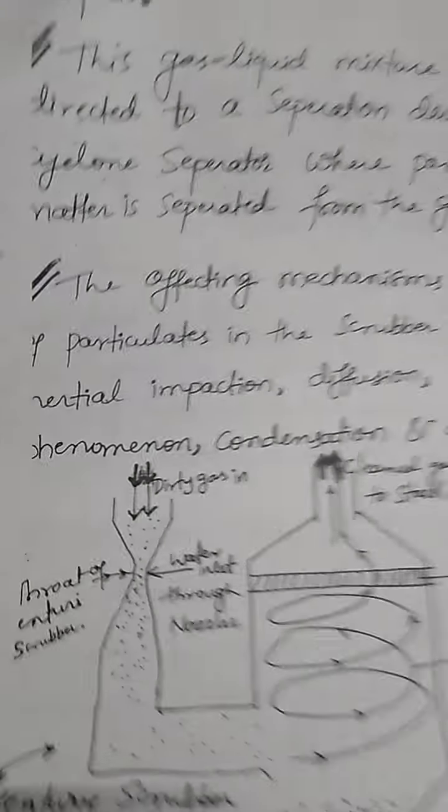Now the next is your Venturi scrubber. Here your Venturi scrubber is efficient in removing particles between 0.5 to 5 microns in diameter, and it is going to be used for sticky kinds of gases, with a speed of around 60 to 120 meters per second.